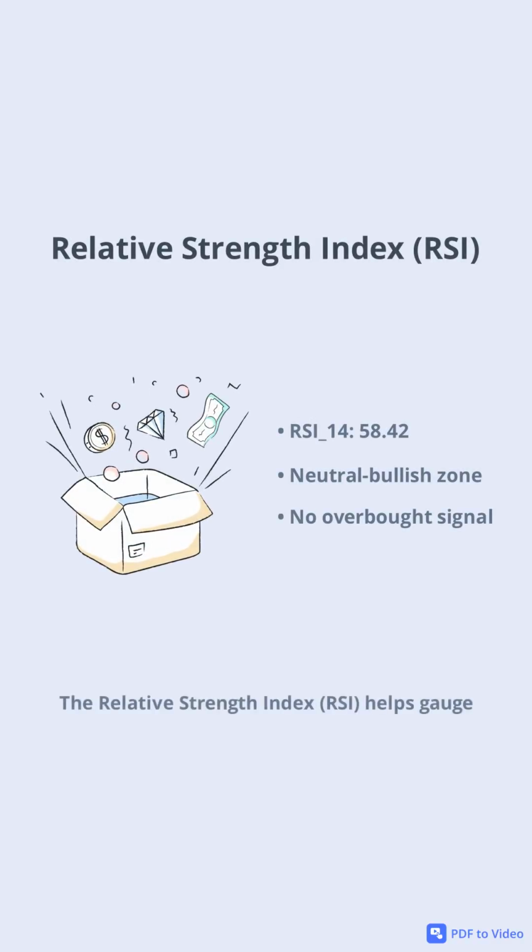The Relative Strength Index, RSI, helps gauge whether a stock is overbought or oversold. TSLA's 14-day RSI is 58.42, the 21-day is 57.12, and the 28-day is 56.53. These values are in the neutral to bullish range, suggesting that TSLA is neither overbought nor oversold, but has a slight bullish tilt. This aligns with the price trading above most moving averages.